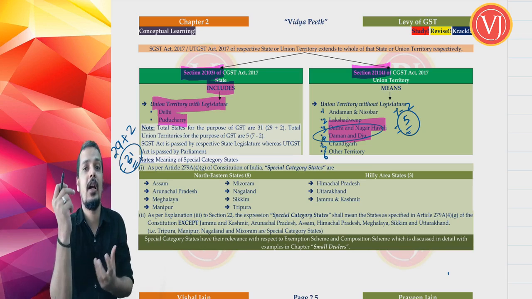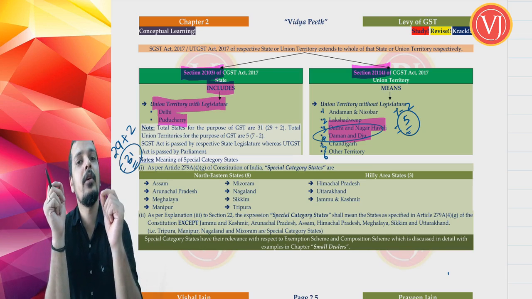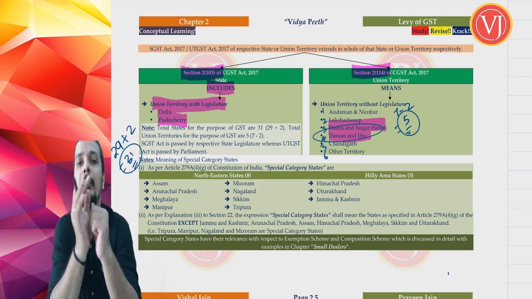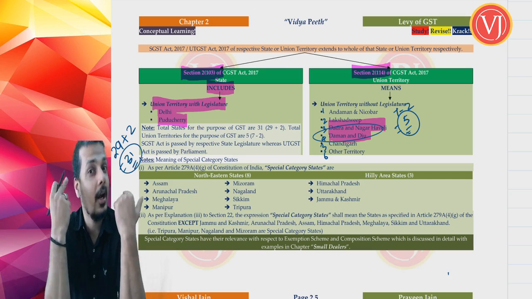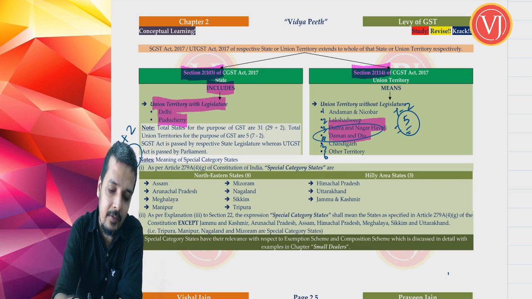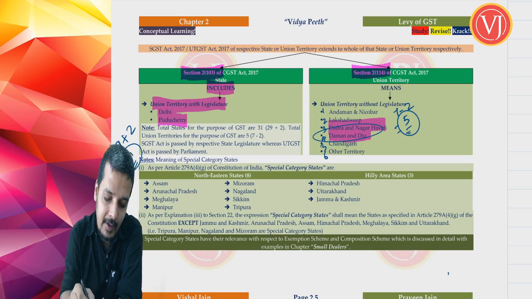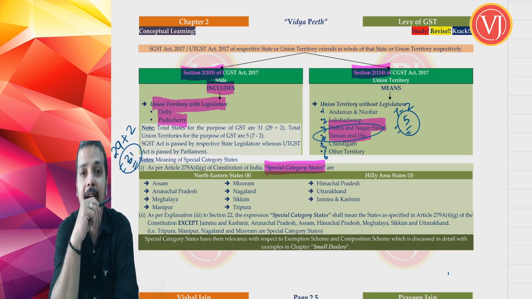Whenever we are going to discuss state or union territory, the thought process should come that we are going to discuss those 31 states for the purpose of GST and 5 union territories for the purpose of GST. So that should come automatically, right? In addition to that, we have something called special category states.